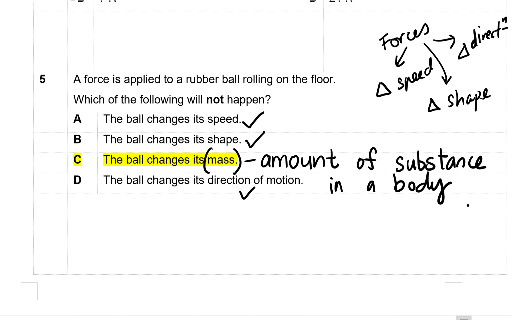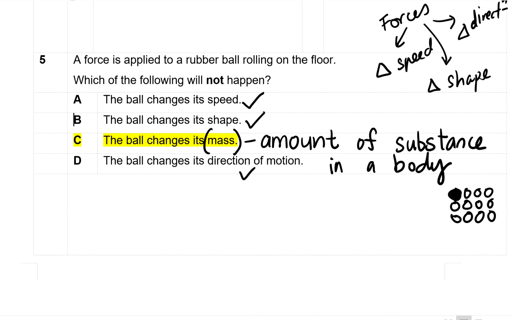So no matter how you push or you pull the ball, the number of atoms in that body and the size of these atoms will still remain the same. They may change the shape a bit. Not the atoms change the shape, but the ball may change the shape because of the rearrangement. But each atom, the number and the size still remain the same. So the force will not be able to change that.